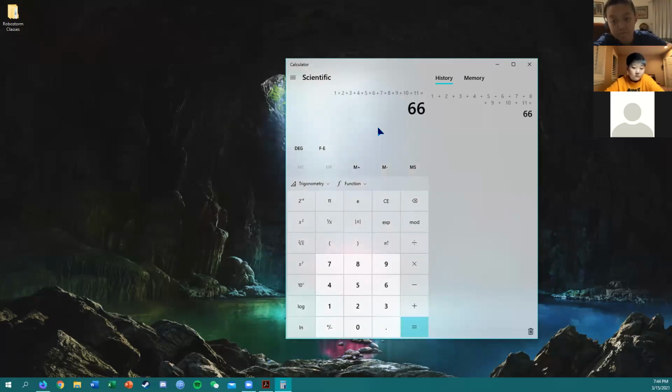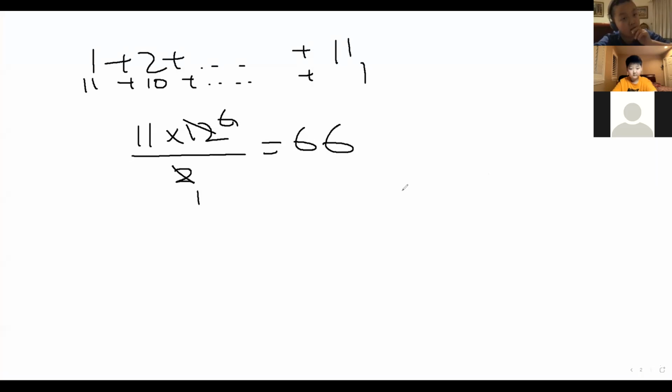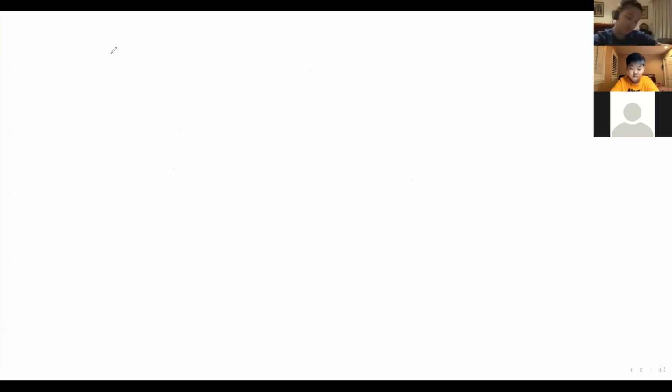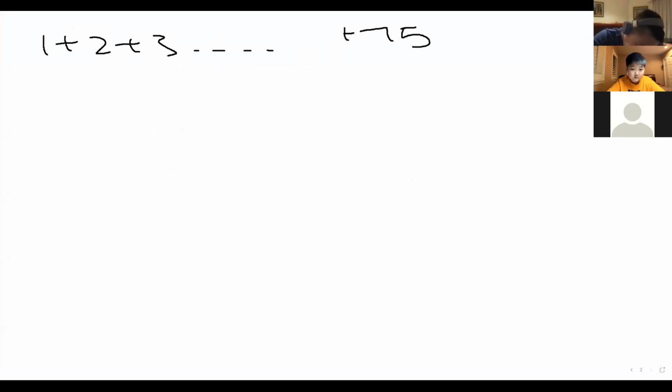Seems to work. I add all the numbers starting from 1 up to 11, and I get 66, which is what I also got when I applied the normal formula. Right? So we can double check. Does this work for the sum of the first 75? This is another odd number. Right? So 1 plus 2 plus 3, and so on, up to 75.